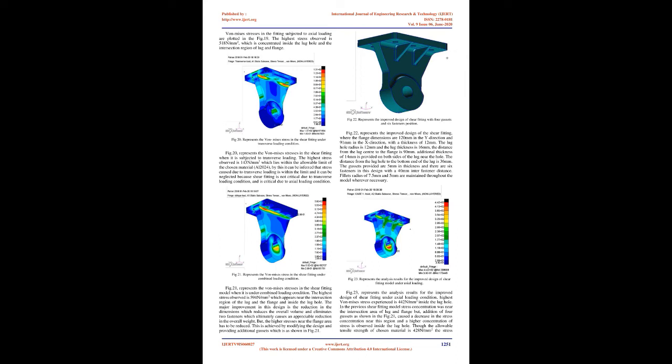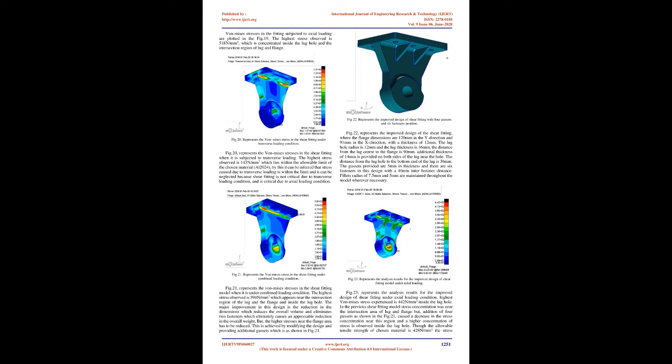The lug hole radius is 12 mm and the lug thickness is 16 mm. The distance from the lug center to the flange is 90 mm. Additional thickness of 14 mm is provided on both sides of the lug near the hole. The distance from the lug hole to the bottom end of the lug is 36 mm. The gussets provided are 5 mm in thickness, and there are 6 fasteners in this design with a 40 mm inter-fastener distance. Fillets radius of 7.5 mm and 5 mm are maintained throughout the model wherever necessary.